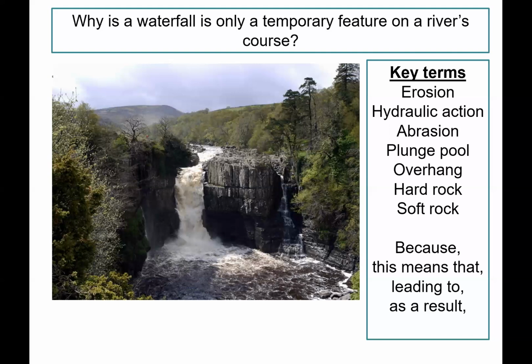So a waterfall is only a temporary feature on a river's course because it is made by erosion, mostly hydraulic action and abrasion. Where hard rock sits on top of soft rock, the softer rock is eroded to create a deep plunge pool. Eventually, the hard rock sticks out as an overhang. This is unsupported, therefore it collapses into the plunge pool and the waterfall retreats upstream. As the waterfall retreats upstream, it eventually turns into a gorge. Therefore, the waterfall is only a temporary feature because it is always retreating upstream.